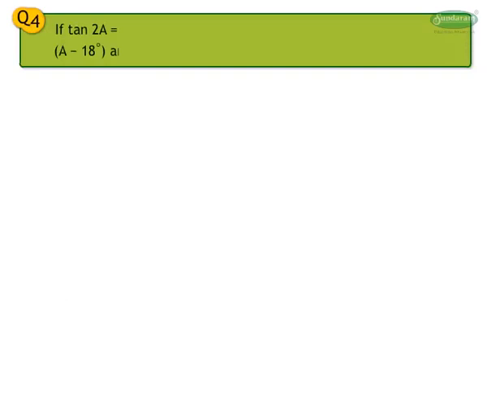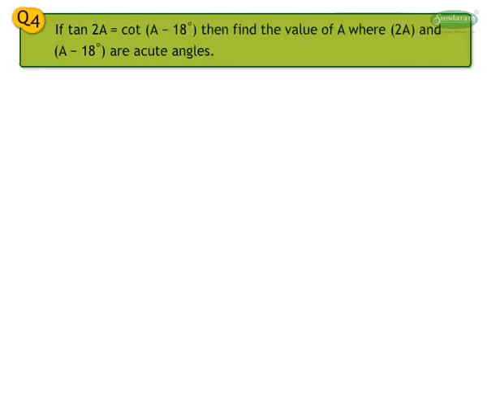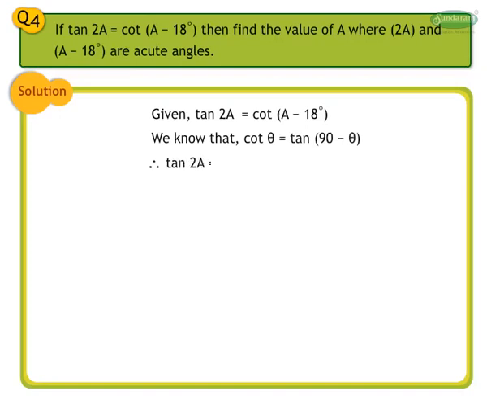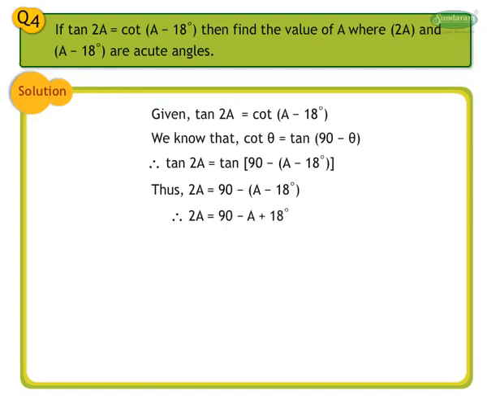Question 4. If tan 2A is equal to cot of A minus 18 degrees, then find the value of A, where 2A and A minus 18 degrees are acute angles. Solution. Given that tan 2A is equal to cot bracket A minus 18 degrees. Now we know that cot theta is equal to tan bracket 90 minus theta. Therefore, tan 2A is equal to tan of 90 minus A minus 18 degrees. Thus, 2A is equal to 90 minus A minus 18 degrees. Therefore, 2A is equal to 90 minus A plus 18 degrees.